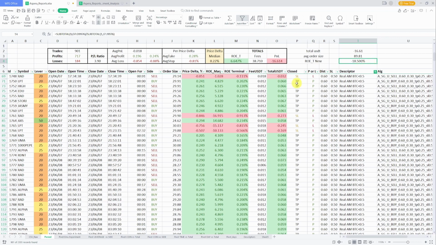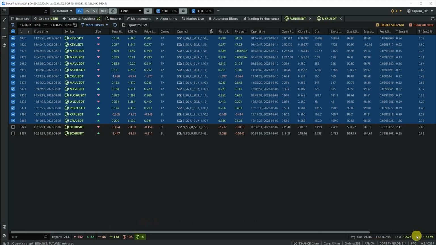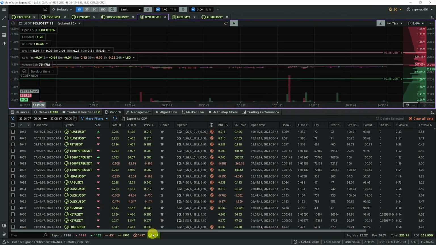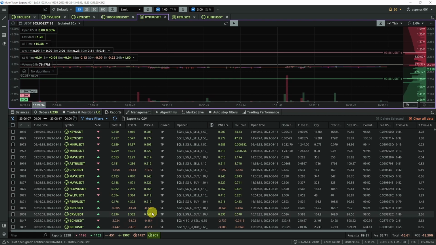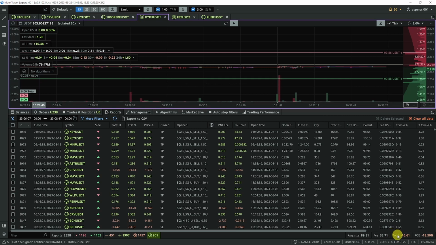And I want to verify that by going into the terminal and seeing how the terminal calculates this whole thing. I've actually already prepared this. Here are all my trades, the real trades, and look here, the total is minus 16.61 and the ROE is exactly minus 18.5.